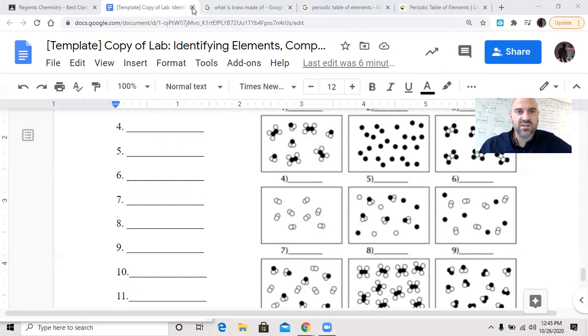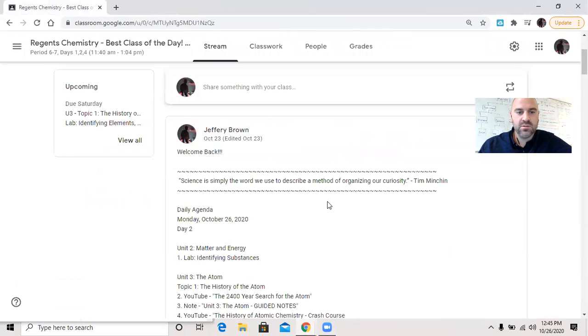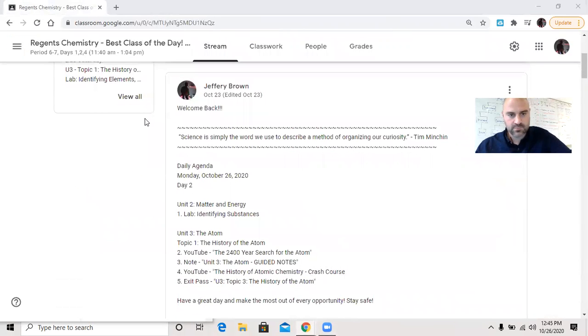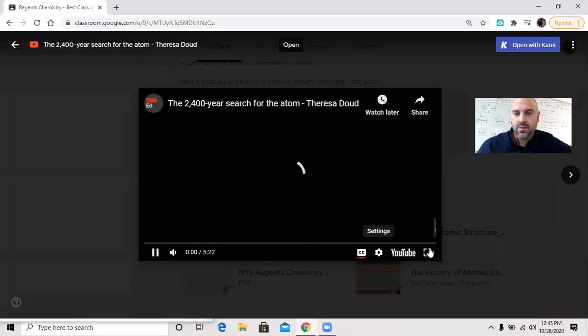That's it for the first portion of today's class. On to the second portion of the class, which goes to our classroom page. Now we're on to the atom. So we're gonna go Unit 3, the atom. I'm gonna play a quick little flick on this, and then we're gonna get into our guided notes. Really transition to second portion.